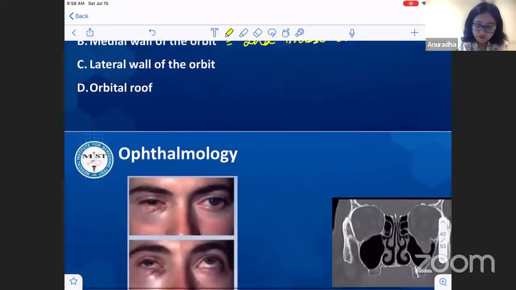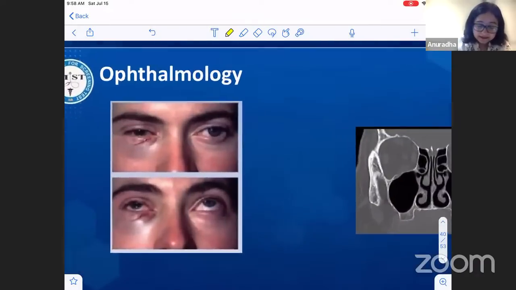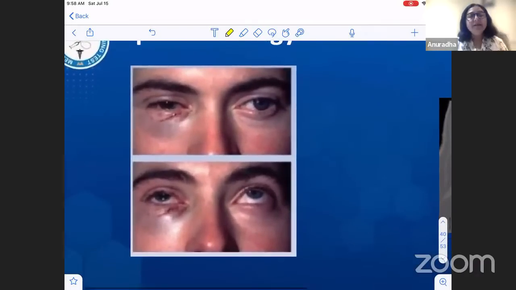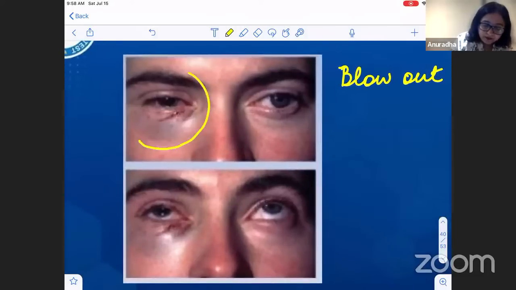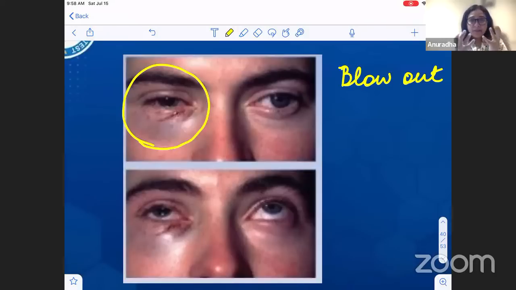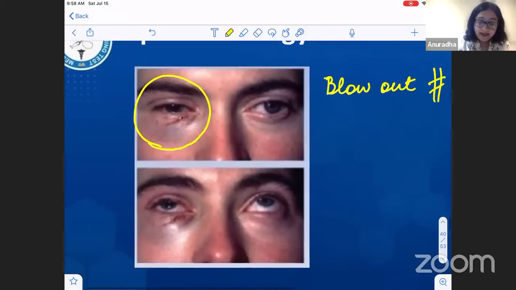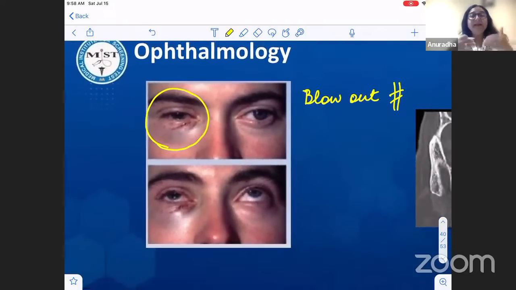Yes. So let me show you what happens. What are the clinical signs? What are the radiological signs? In the clinical signs of orbital floor fracture, which is also called a blowout fracture, the patient will have swelling around the periorbital area, ecchymosis or bruising. The eye appears as if it has gone backward, which we call enophthalmos. And since the floor is involved, there is entrapment of the infraorbital nerve, which leads to anesthesia of the cheek.